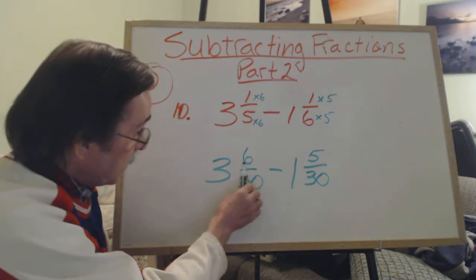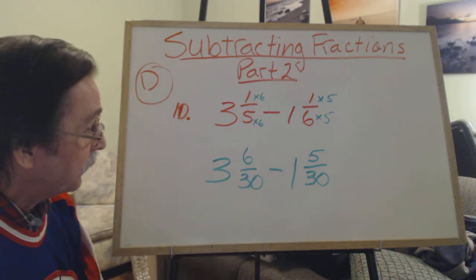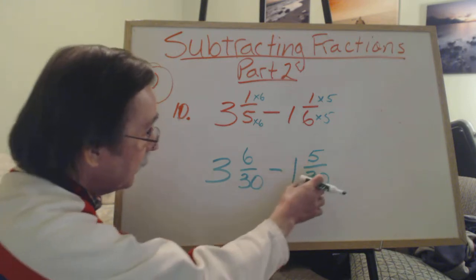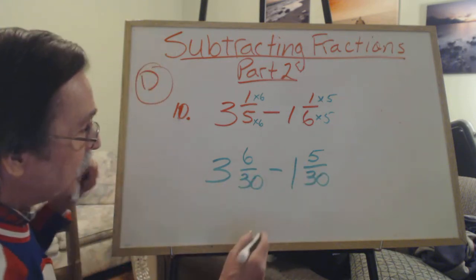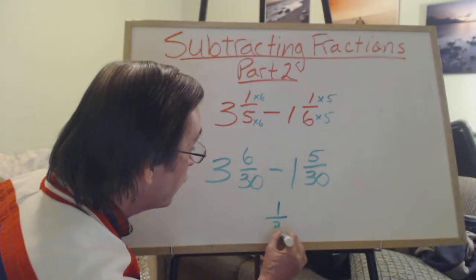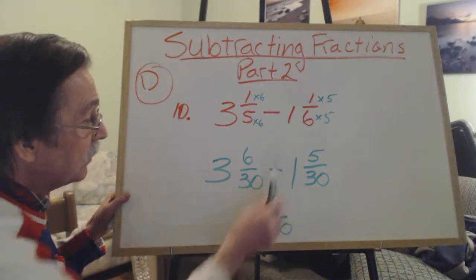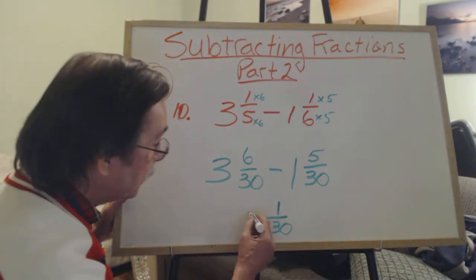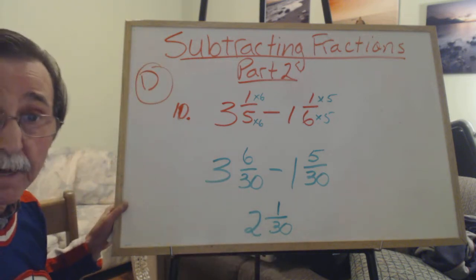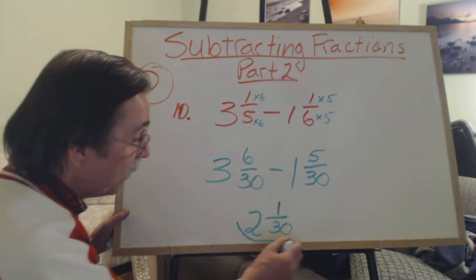So this guy is 6 30ths. That's 5 30ths. So take the fraction away from the fraction, and what do you end up with? You have 1/30th. And then take 3, subtract 1 is 2. And there's nothing else you can do to that. 2 1/30th is as far as you go.